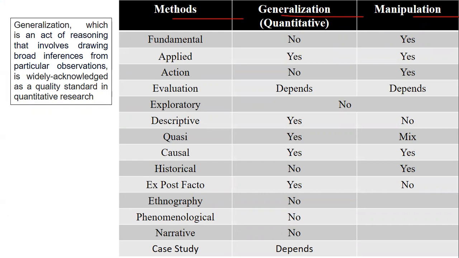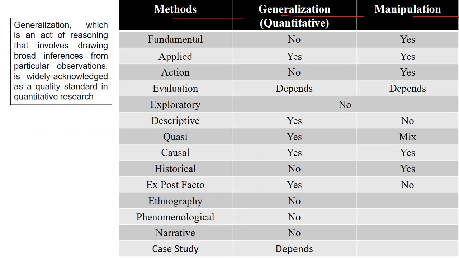So for the fundamentals, I have given you a tabular format. Just generalization. Now, you may have a question, what is generalization? It is nothing but an act of reasoning that involves drawing inferences from a particular observation with respect to the quality standard in the research. So we have certain methods over here. Generalization is given over here, and manipulation, whether it is done or not. This is just for your quick revision, just for your quick glance that, okay, these are the methods. Here the generalization takes place, yes or no, and manipulation, whether it happens or not.